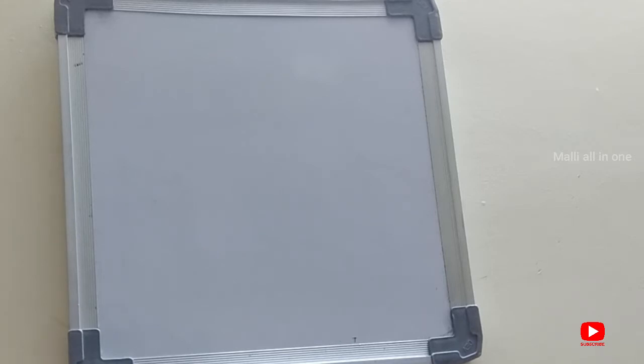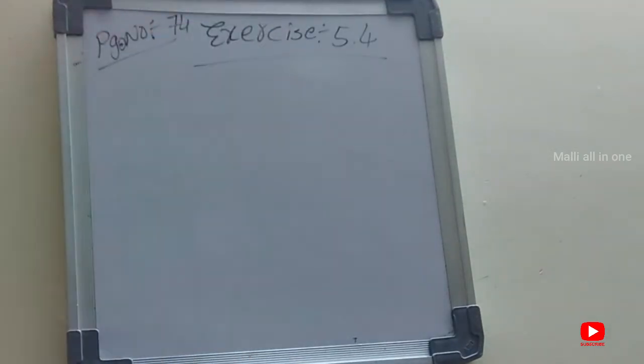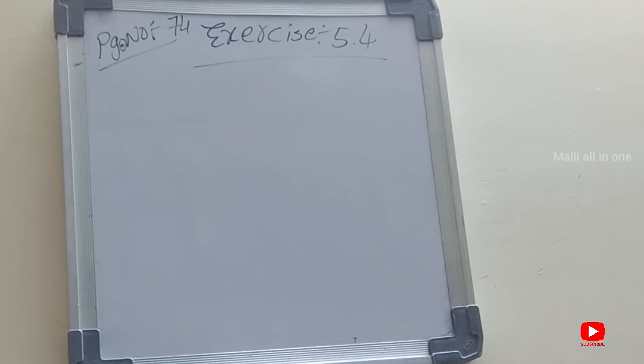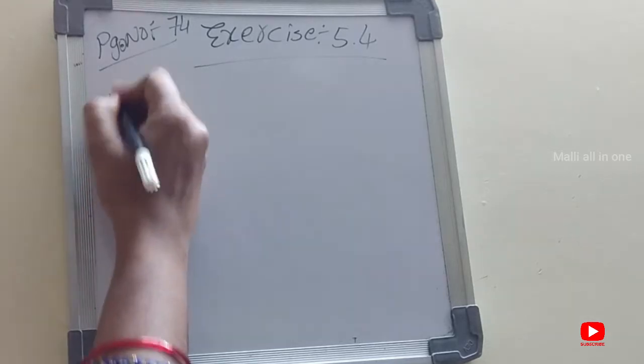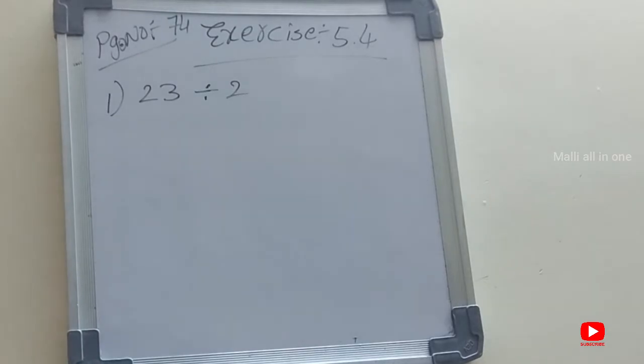Now page number 74, exercise 5.4: divide to find the quotient and remainder. There are sums 1 to 30 given, no? We have to divide and find out the quotient and remainder. See the first one. Divide to find the quotient and remainder. The first one is 23 divided by 2.